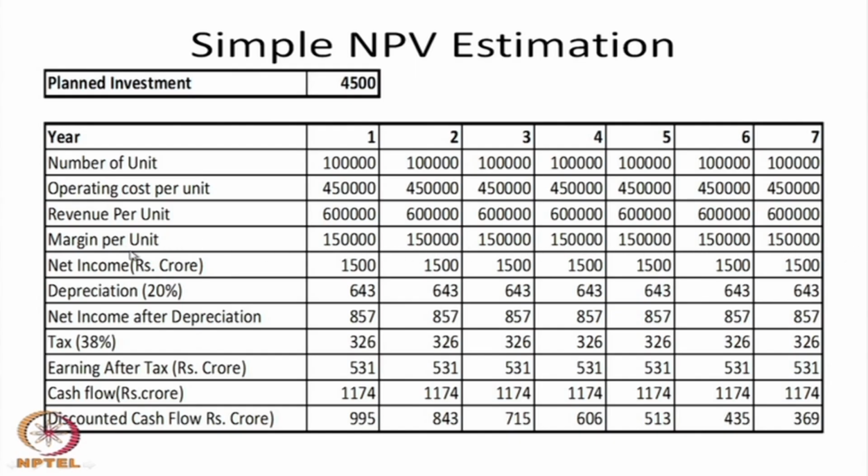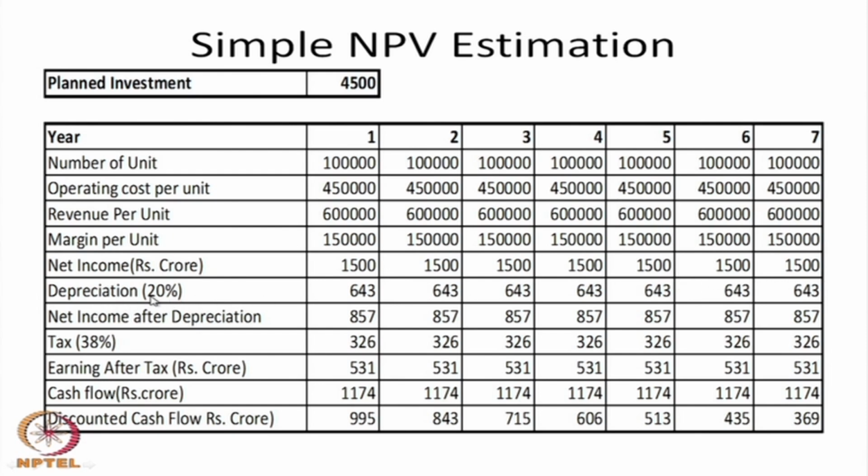Now, the income is 1,50,000 per unit every year, but he has to produce 1 lakh units. So we multiply 1 lakh into 1,50,000, and in crores, every year he is getting a net income of 1,500 crores. The per unit margin is 1,50,000, he is producing 1 lakh units, and when you convert the rupees into crores, the net income is 1,500 crores every year.